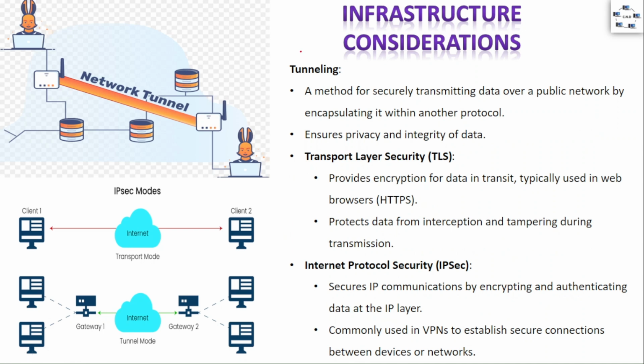Another term is tunneling, which is also used in networks. It is a method for securely transmitting data over a public network by encapsulating it within another protocol, and it ensures privacy and integrity of data. Transport Layer Security provides encryption for data in transit, typically used in HTTPS in a web browser. It protects data from interception and tampering during transmission.